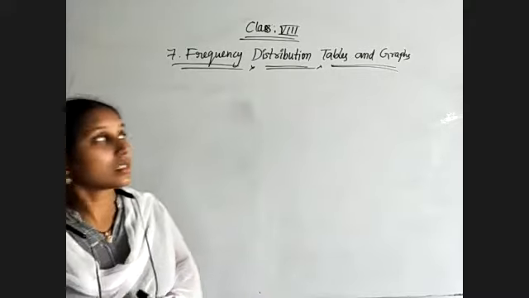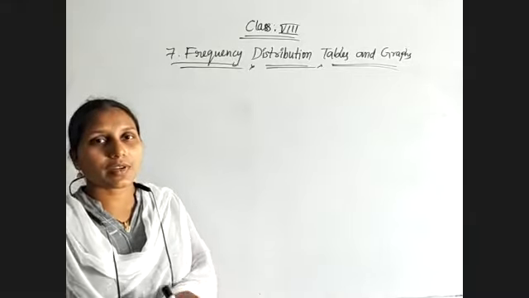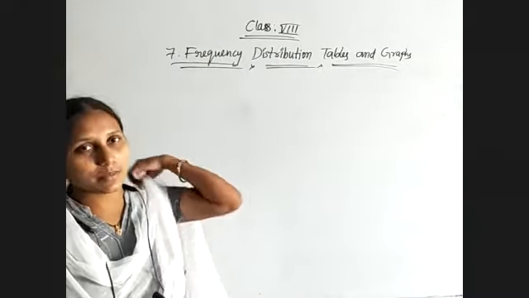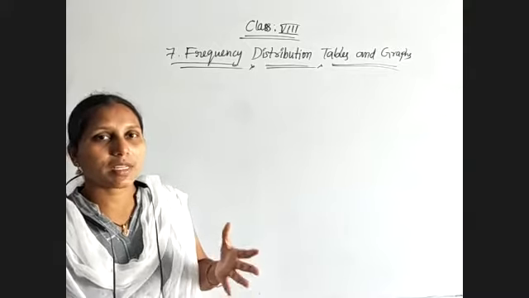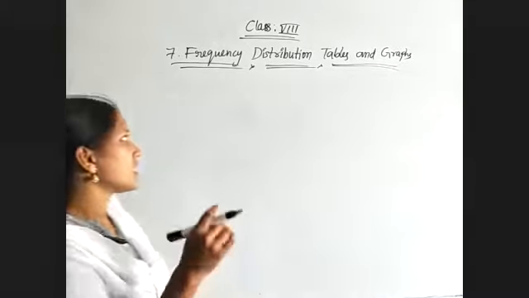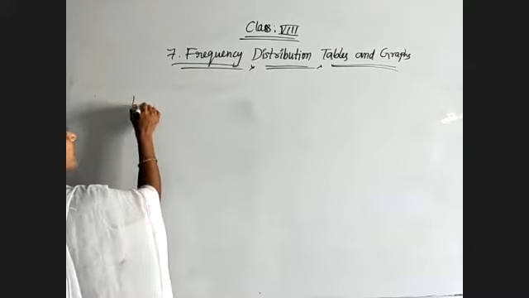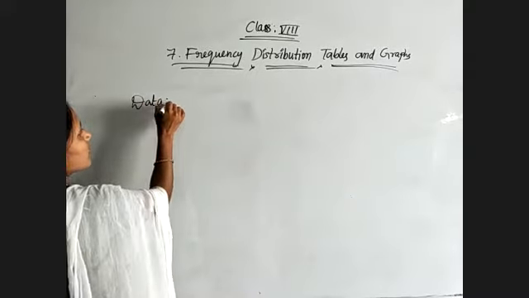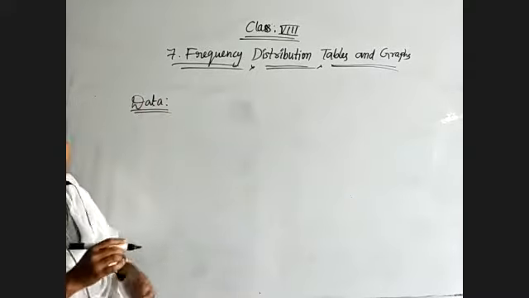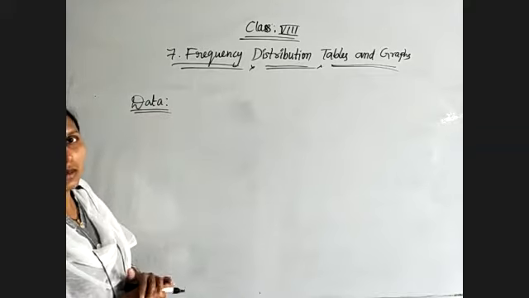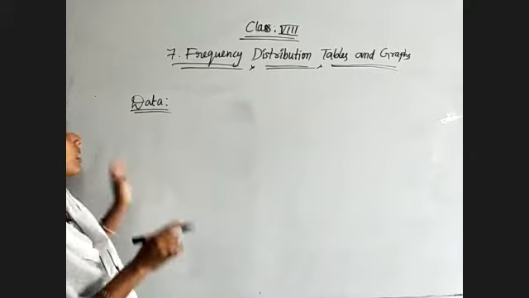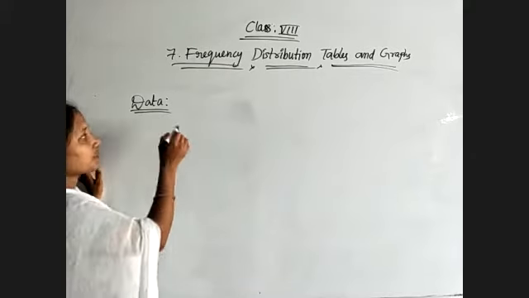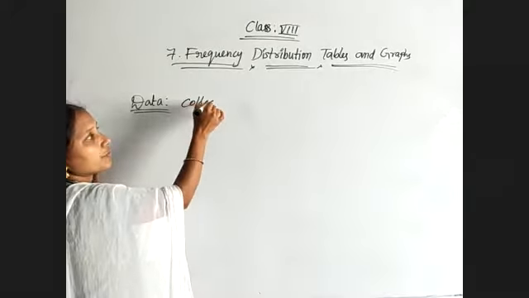Good morning, students. We are discussing the frequency distribution tables and graphs chapter. In that, we are learning about basic measures of central tendency. First, we must know what is meant by data. Data is nothing but a collection of information that may be numerical or verbal, sentences or words. Okay, data is a collection of information.